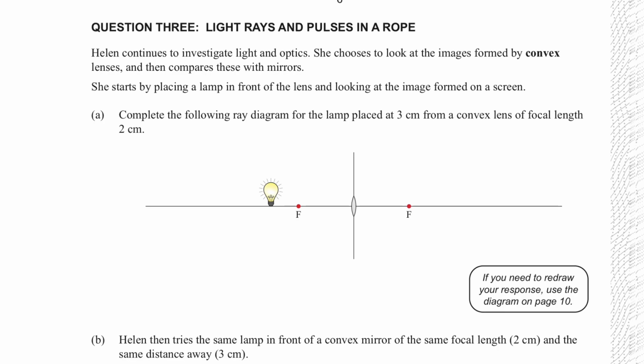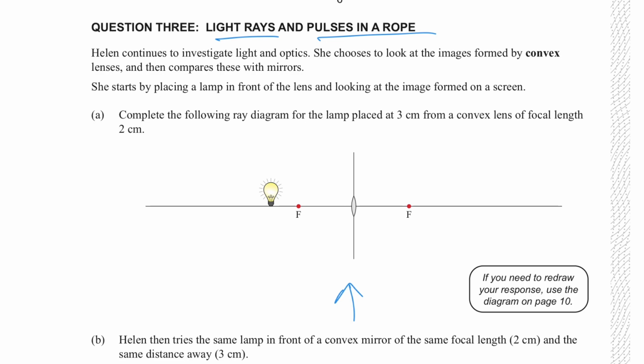So question 3, light rays and pulses in a rope. This is very contrived, it seems. Like, let's just do a question that has some light rays, and we've got some lenses, and you can see the lens here, and we're going to have pulses in a rope. It's very predictable, and it's kind of good in that sense, but it's boring. Anyway, you don't want to be too exciting in a test, I suppose.